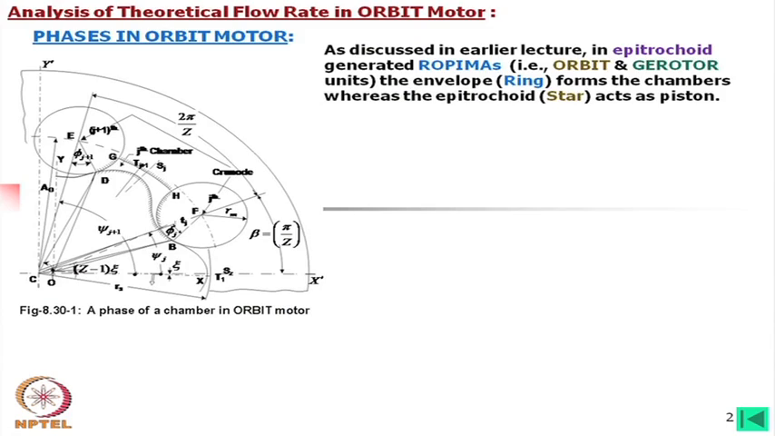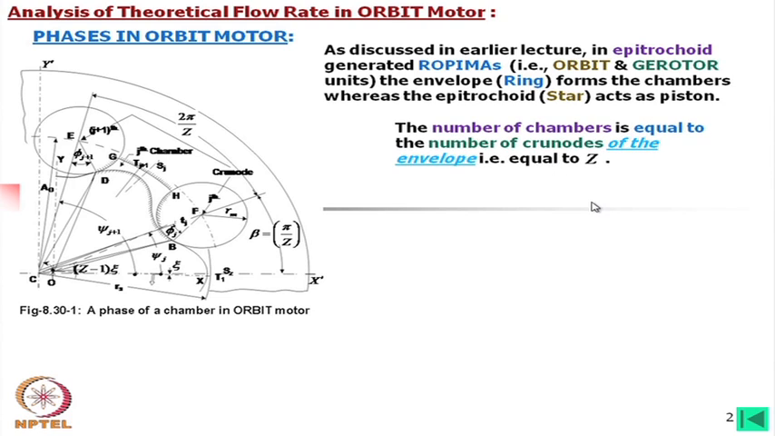Unlike the cylindrical piston machines, in this case the area varies, and so the variation of volume with the shaft rotation is equal to the variation of area multiplied by the thickness of the star and ring, which is constant. It is also discussed that the number of chambers is equal to the number of lobes of the envelope, that is equal to Z. So the number of chambers will be equal to the number of rollers in this case, or sometimes an integral part of the envelope, whereas we know the lobes of the star will be 1 less than this. So here there will be 6 lobes if we take Z equal to 7.